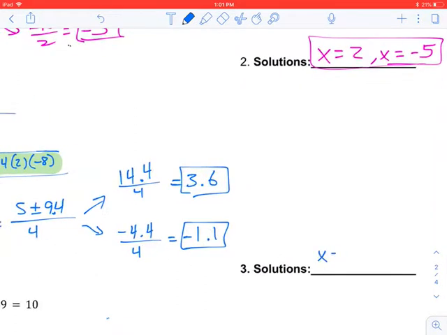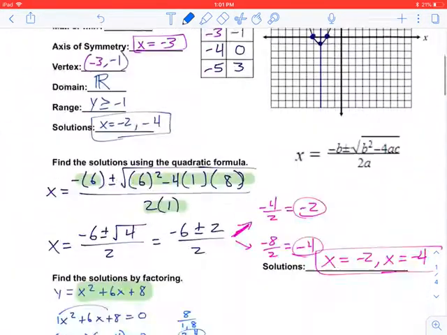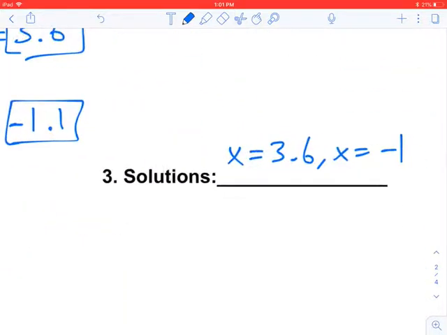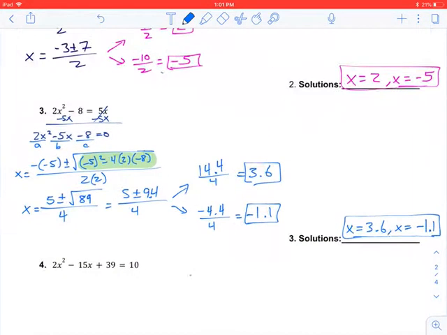X equals 3.6. X equals negative 1.1. Oops. Did not mean to scroll up like that. There we go. All right, last one.